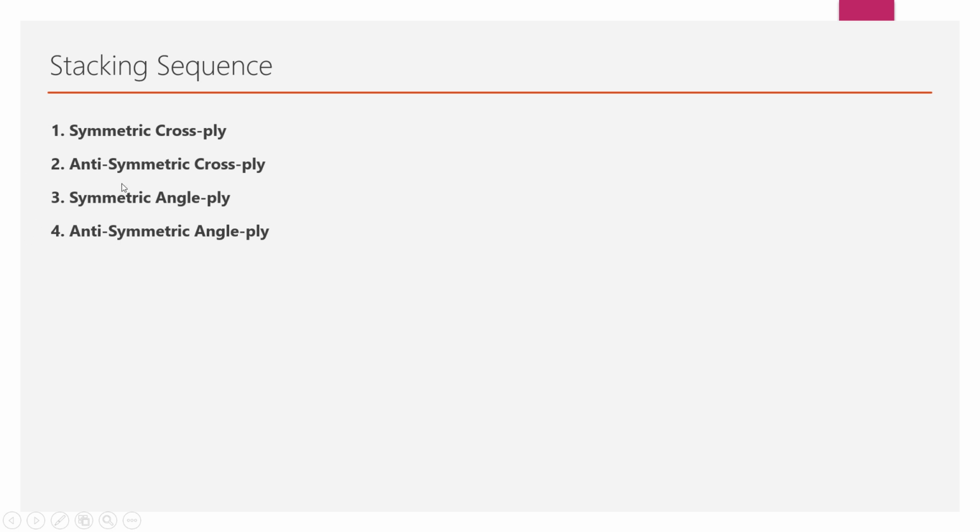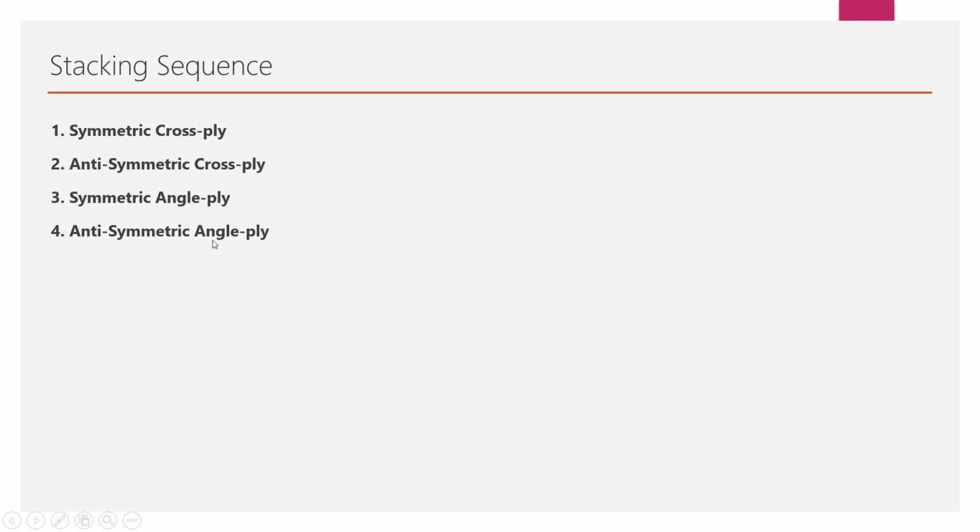We can code it. Otherwise, for general types of laminates like 0, 90, 50, 30, or any angle you want, we have to go for the finite element method. We can't handle those types of lamination, or general laminated schemes, with the analytical method, so we have to go for the finite element for that. For these four cases, we can solve analytically.